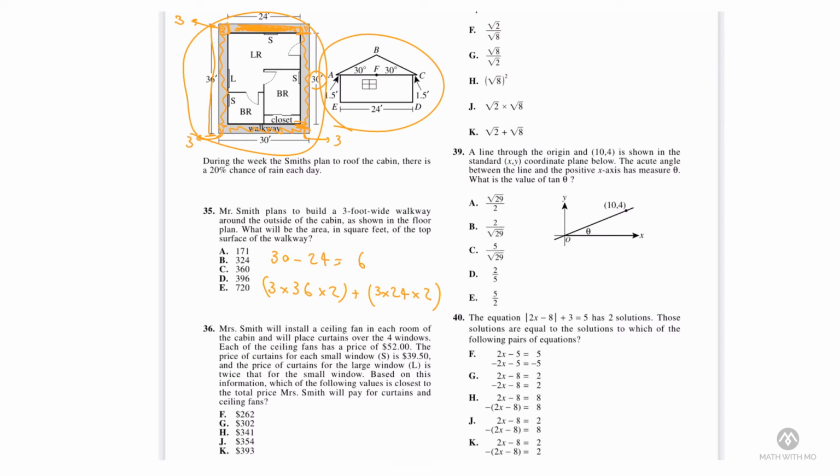Alright, so the answer to this is 6 times 36, which will be 216, and this one is also 6 times 24, which is 144. So 144 plus 216, it's going to be 360. So that's the square feet in the walkway, right? The next question.